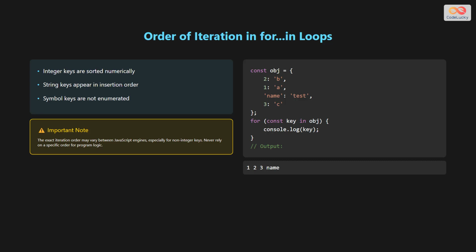When using a for/in loop, the order of iteration can be a bit nuanced. Integer keys are sorted numerically, string keys appear in the order they were inserted, and symbol keys are not enumerated at all. However, the exact order can vary between JavaScript engines, particularly for non-integer keys. So, you should not rely on specific order for your program logic. For example, in an object named obj, having properties with both number and string keys, you'll observe that the numeric keys are ordered numerically first, and then the string keys are in insertion order, as shown in the output.